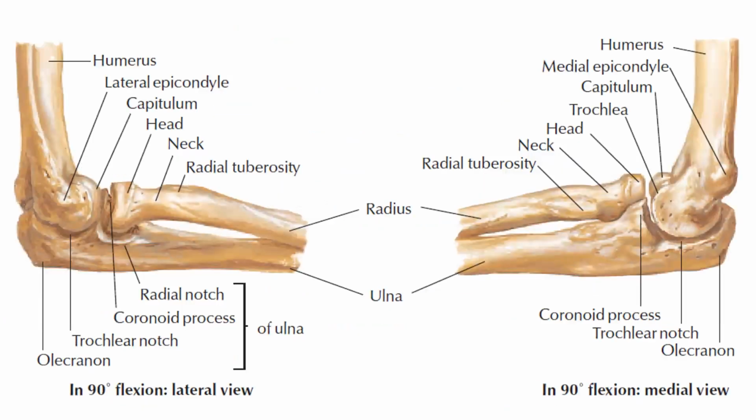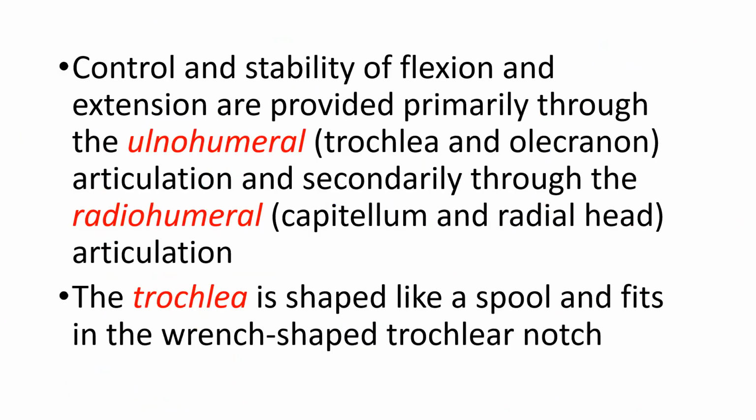This is a lateral view showing you all these in detail. Control and stability of flexion and extension are provided primarily through the ulnohumeral, trochlear, and olecranon articulations, and secondarily through the radiohumeral, capitellum, and radial head articulations. So pay attention. Stability depends on these.